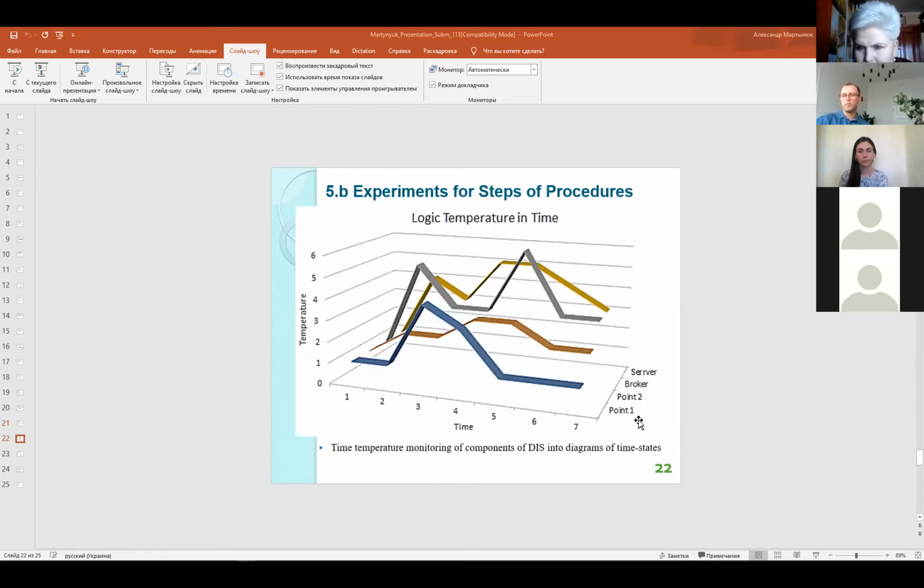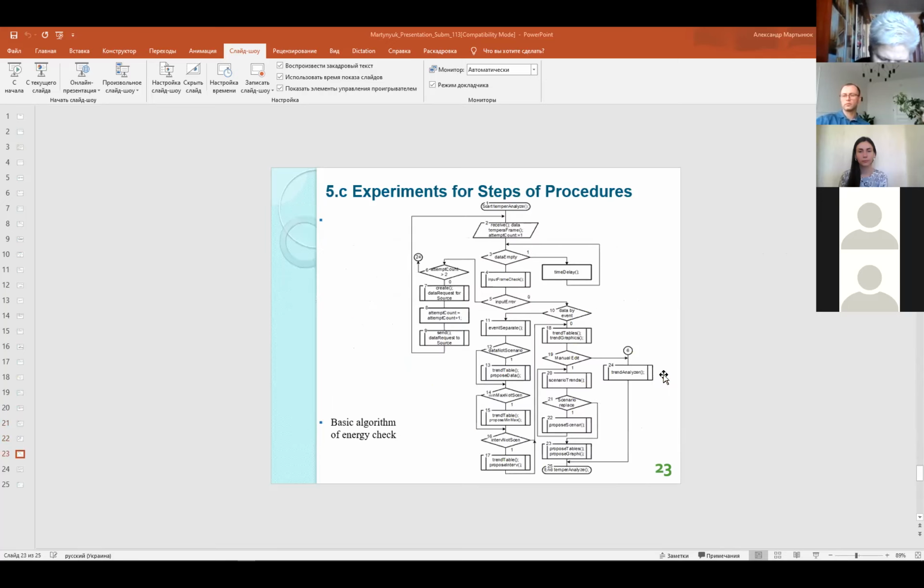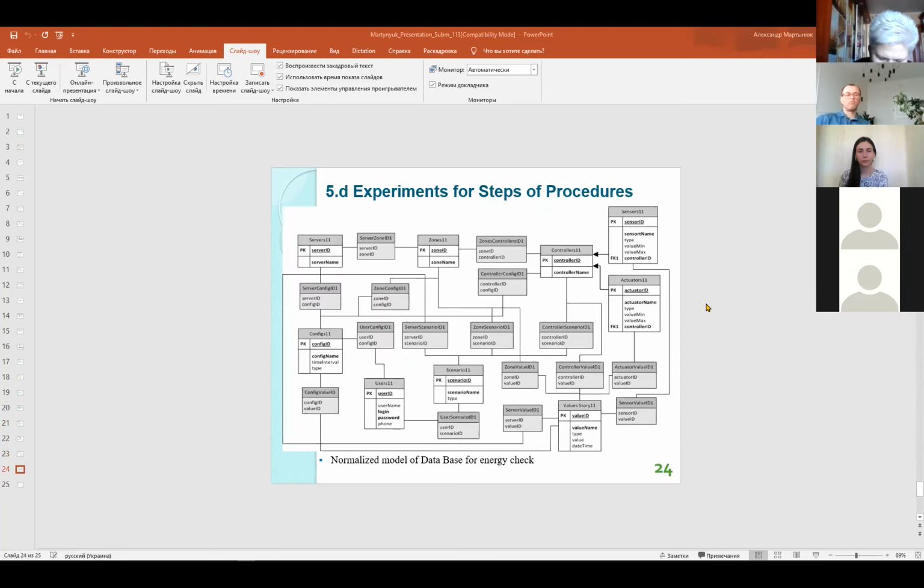decomposition of battery net. This picture demonstrates the temperature monitoring of component of this into diagrams of time states with 2.5.2 broker and server in Internet of Things system. This picture demonstrates the basic algorithm of energy check. And this picture demonstrates the normalized model for database for energy check into subsystem.